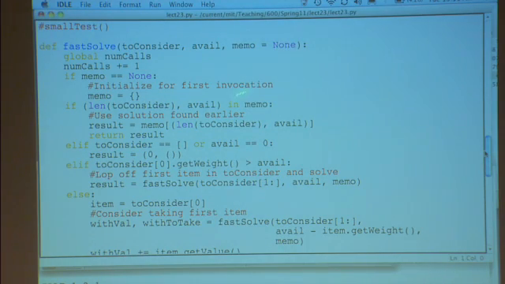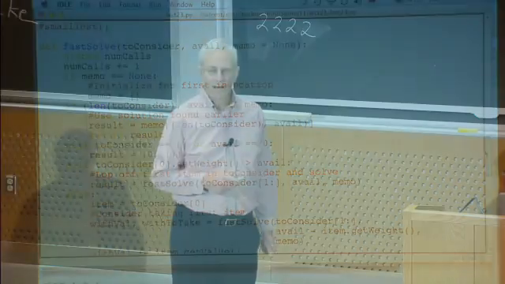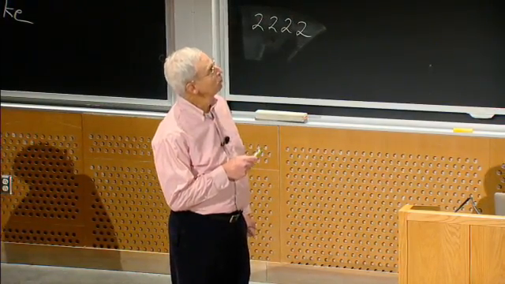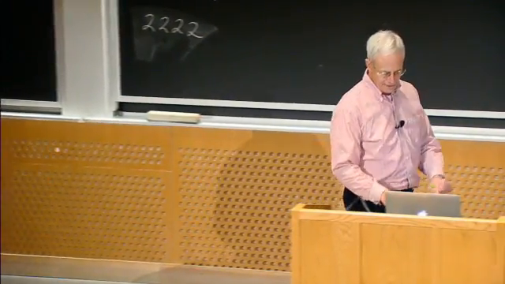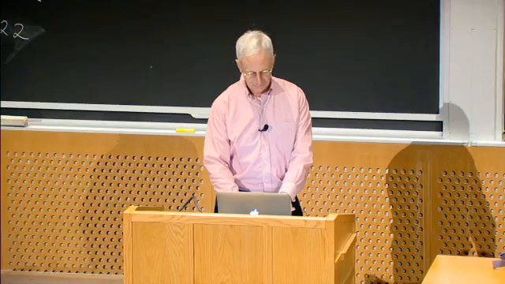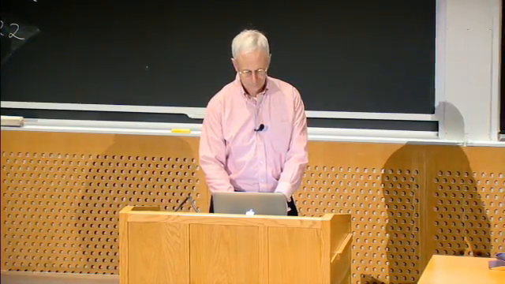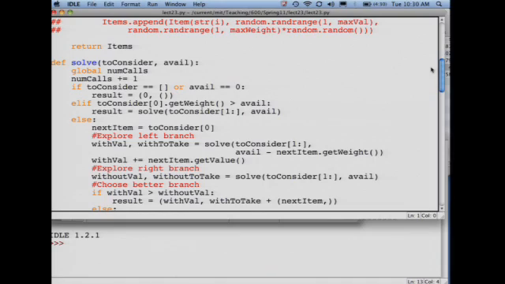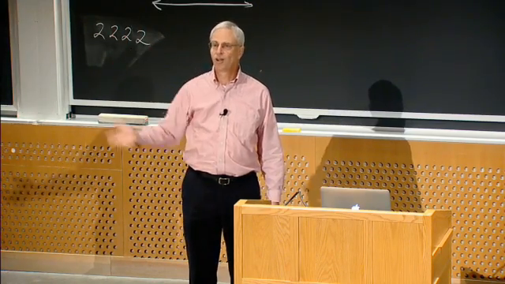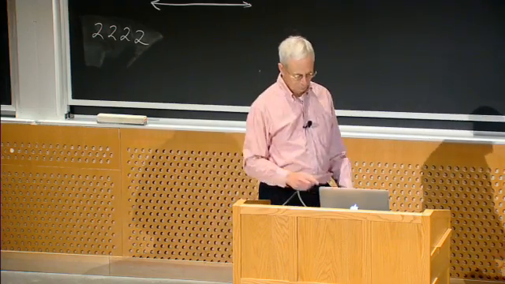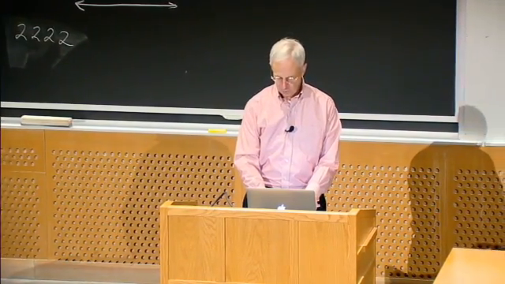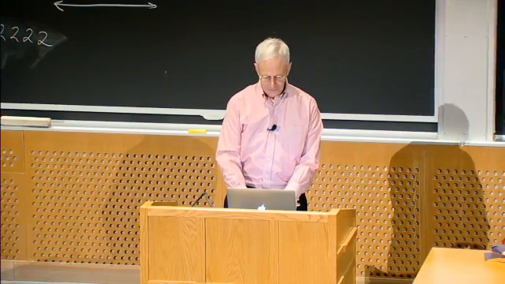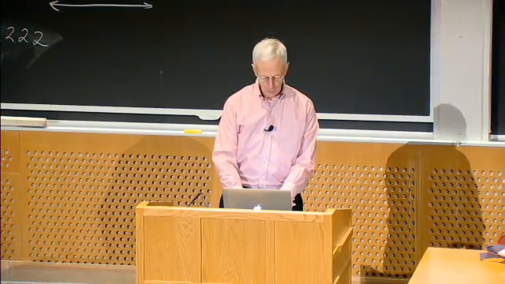What I'd like is the first time I call fast solve, I shouldn't have to know that there's even a memo. Fast solve should have the same interface as solve. The items to consider and the available weight, and that's all you should need to know because the memo is part of the implementation, not part of the specification of solving the 0-1 knapsack problem. We've made that argument several times earlier in the semester.